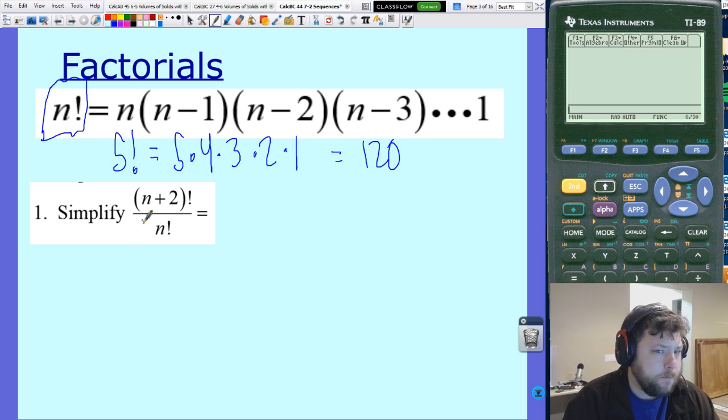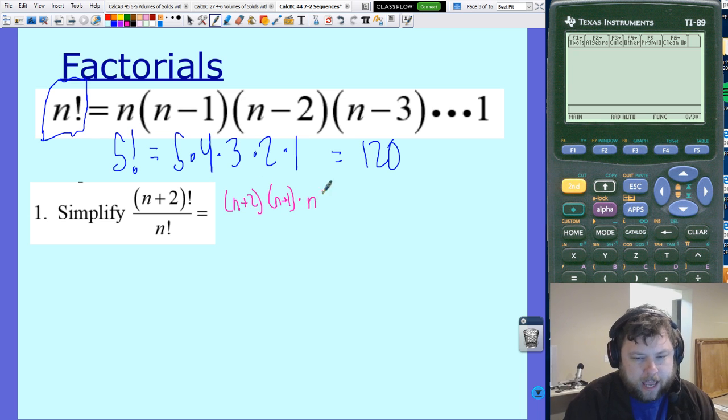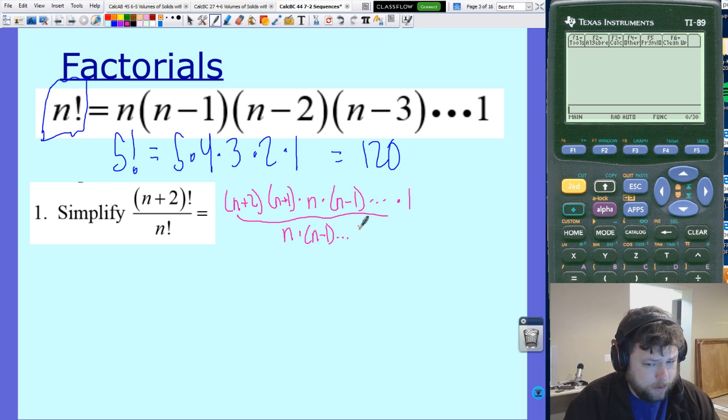Now, one thing we might do this for is to simplify. Look at this case here. This is a very common thing to have to do with BC: n plus 2 factorial over n factorial. Well, write that out. Notice if this is plus 2, this is a little bigger. n plus 2 factorial would be n plus 2 times n plus 1, times n, times n minus 1, dot, dot, dot, all the way down to times 1. And n factorial is n times n minus 1, dot, dot, dot, all the way down to 1.